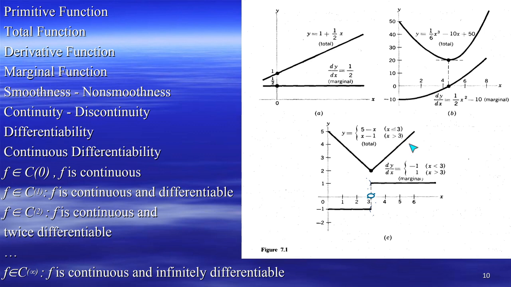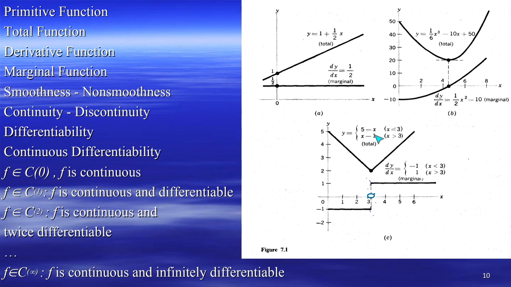An example which is more significant, more interesting is this one. Here we have a function consisting of two parts. y equals 5 minus x for x less than or equal to 3, and y equals x minus 1 for x greater than 3. This is x equals 3. So on the left side of 3, we have y equals 5 minus x. When x is 0, it passes by 5. It intercepts the y-axis at 5, and it has a slope of minus 1. The derivative of this part is minus 1.